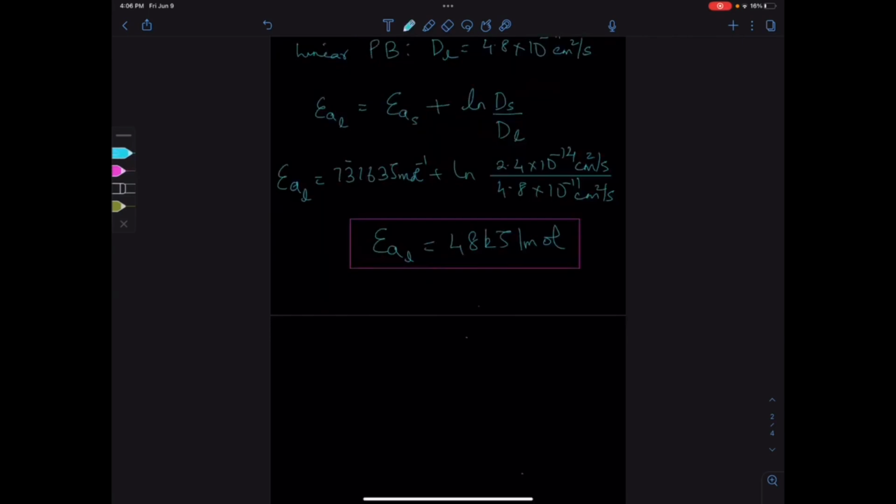So we can see that the activation energy for the linear polymer is much less than the activation energy for the star polymer. That is because the star polymer has to align the three arms in the direction of diffusion, whereas the linear polymer does not have to do that. So the star polymer experiences a decrease in configurational entropy for diffusion, and so its activation energy is much higher than that of the linear polymer.